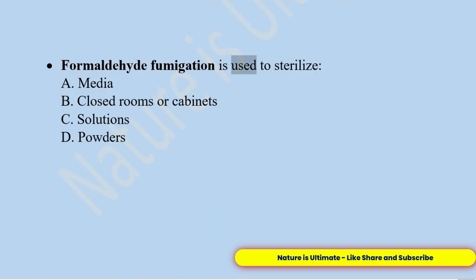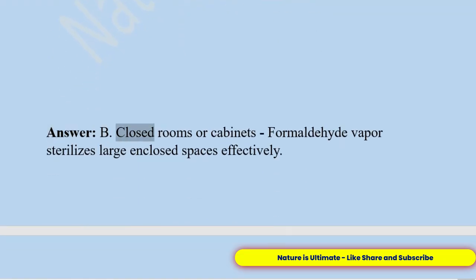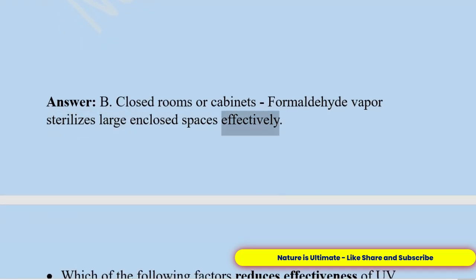Formaldehyde fumigation is used to sterilize: A. Media. B. Closed rooms or cabinets. C. Solutions. D. Powders. Answer: B. Closed rooms or cabinets. Formaldehyde vapor sterilizes large enclosed spaces effectively.